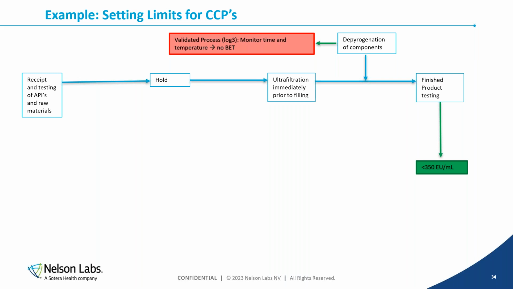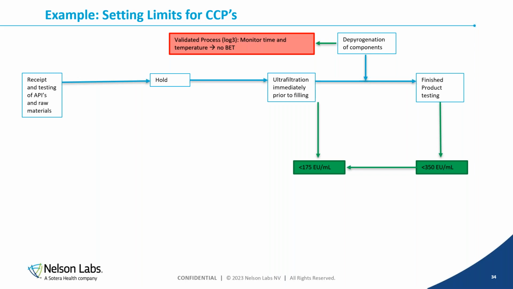So a better point of checking this critical control point might be to monitor time and temperature of the depyrogenation oven. So we're not going to perform endotoxin testing on these components. The second critical control point is immediately after the ultrafiltration step.